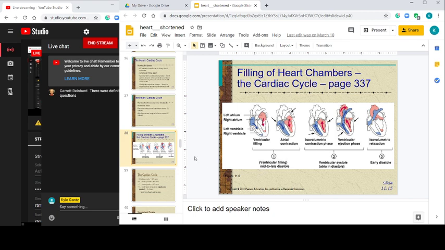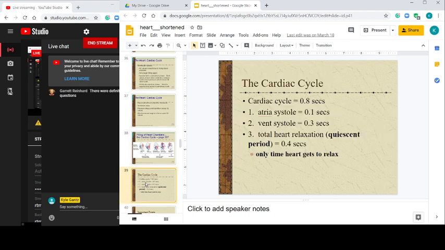All right, so we've got a pretty good idea on the basics of how the heart works. We've got a pretty good idea of what structures should be there and how they should operate. We have a good idea of the electrical portion of the heart and how it should work.